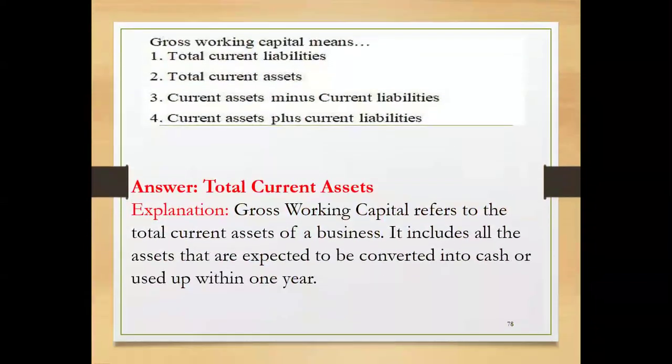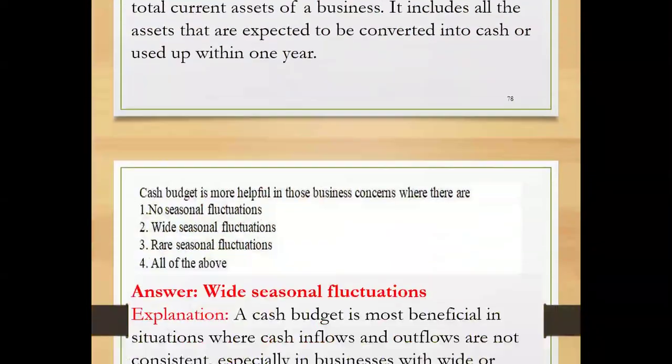Then, gross working capital means the total current assets, not total current liabilities. Current assets minus current liabilities is known as net working capital. Current assets plus current liabilities is nowhere concerned here. So gross working capital is nothing but total current assets.